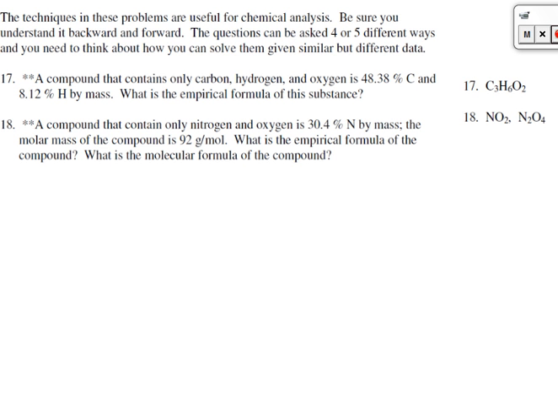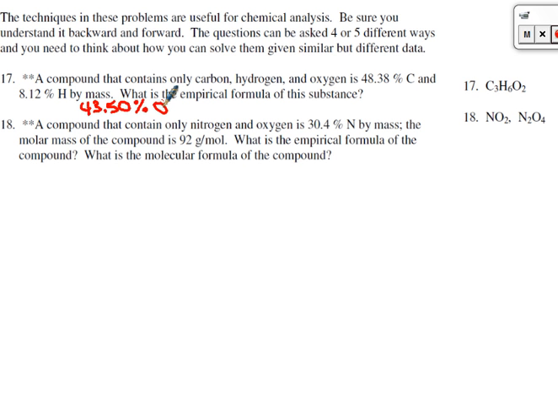And it's just subtraction. So you could say 100 minus 48.38 and minus the 8.12, and you know the percentage of oxygen was 43.50% oxygen also. So you know the percentages, but how do you get an empirical formula out of these? There's a couple techniques. The one is, you have to assume the compound has some mass. Whether you want to assume it's 1 gram, 100 grams, 200 grams, you don't know. Pick a nice number. I always pick 100 grams.